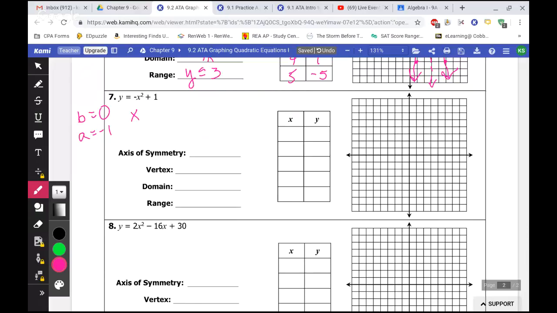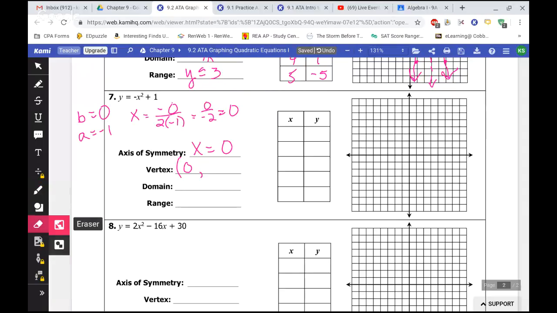-1. So I've got the opposite of B over 2 times -1, which equals 0 over -2, which is just 0. So my axis of symmetry is 0. It is also the value of the x-coordinate of my vertex, which I will put back into the original equation to find my y value of the vertex.